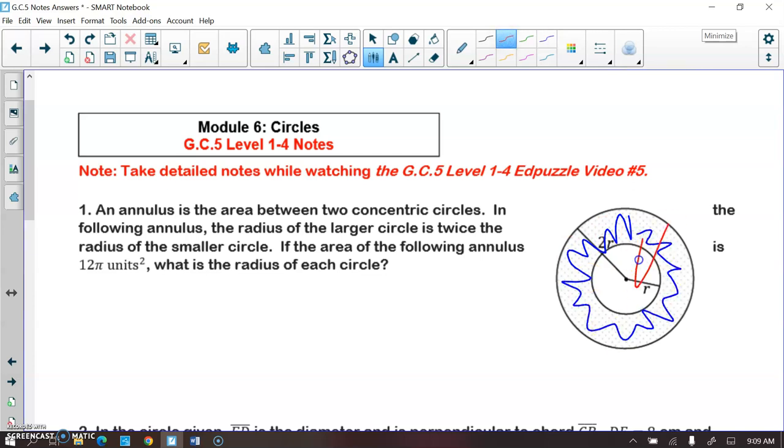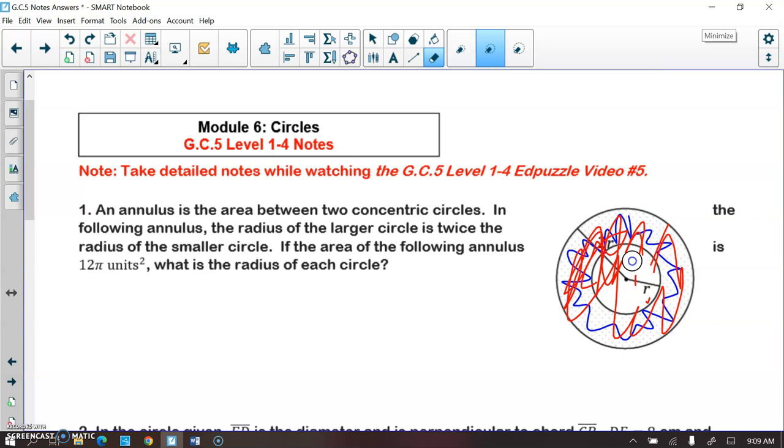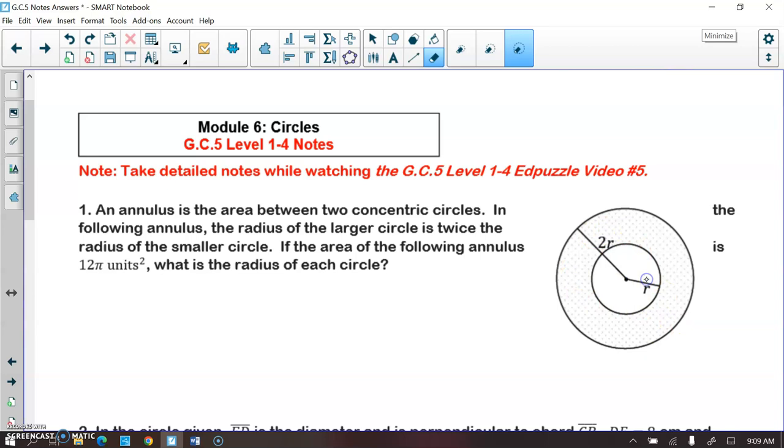So how you find the area of this is you would take the area of the whole large circle and you would subtract the area of the small circle, and you'd be left with the area of the annulus. So that's the process that we're going to go through.